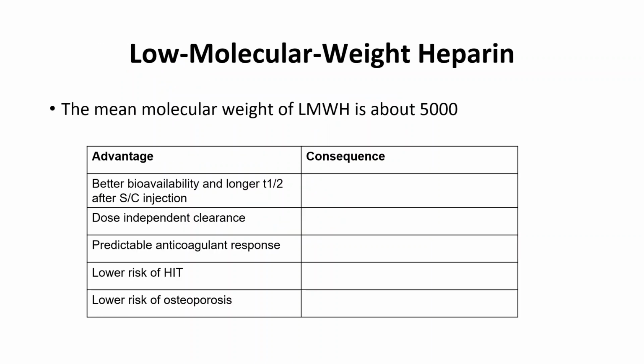So the next thing is low molecular weight heparin. I have already discussed the mechanism behind low molecular weight heparin. From the name itself, you can understand it has a lower molecular weight, because it has 17 polysaccharides, and the mean molecular weight is around 5,000 Daltons.